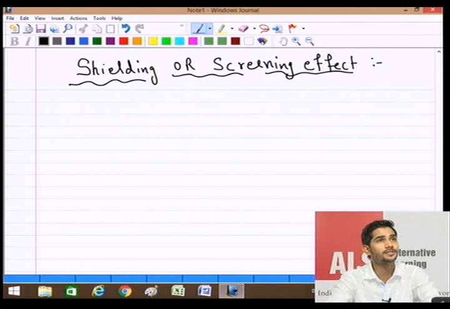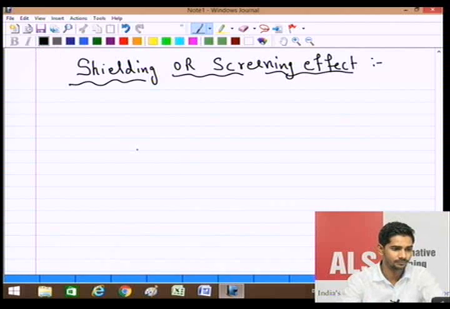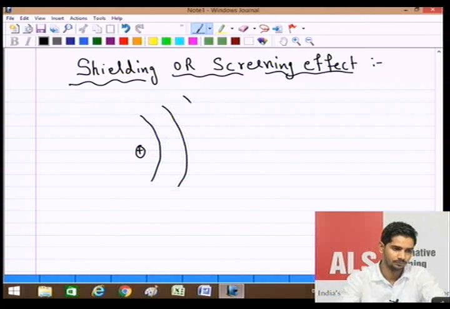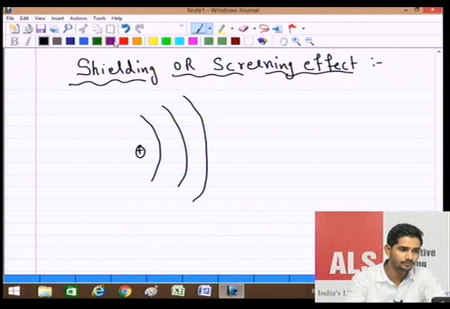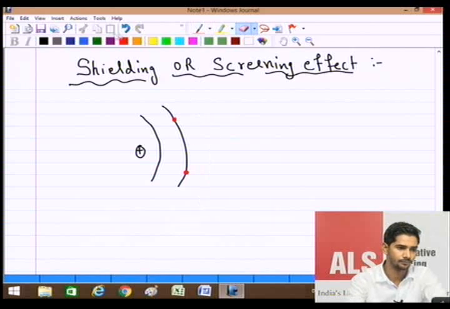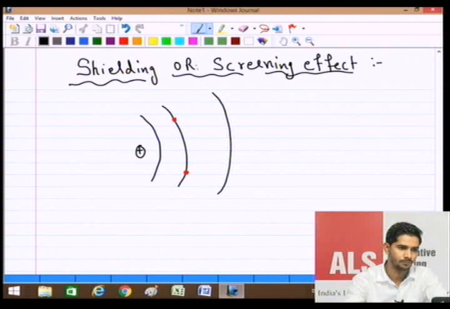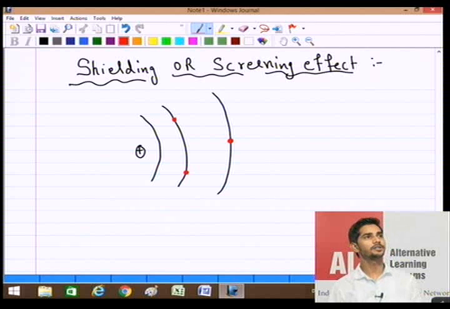So, this is the shielding and the screening effect. See, I'm taking an example. This is the nucleus. This is your atom. These are orbitals actually, or orbits actually. Suppose we have got electrons. The red dots are representing the electrons. See, these electrons are present within an atom.